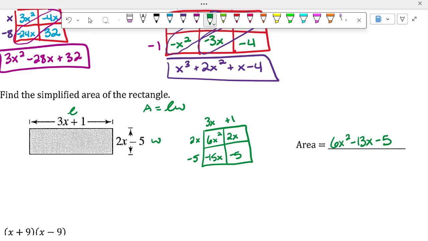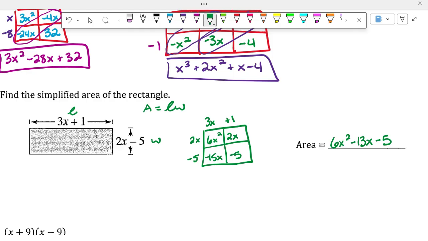So you can either FOIL that one or you can box method. It doesn't matter as long as you multiply them together. Take a minute, share your answer with your group mates.